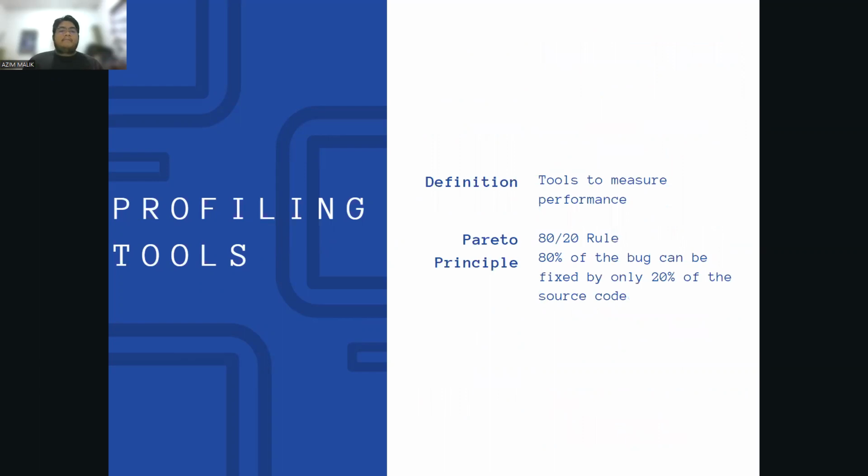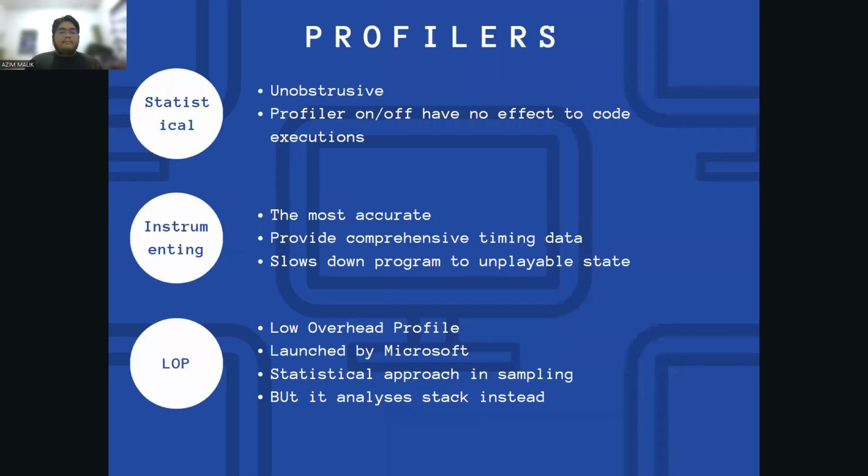Then we have profiling tools, which we use to measure the performance of our source code, using the Pareto principle, the 80-20 rule, where 80% of the problems can be fixed by only 20% of the source code. The question is which 20% is to be optimized.